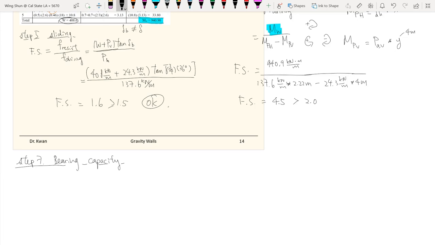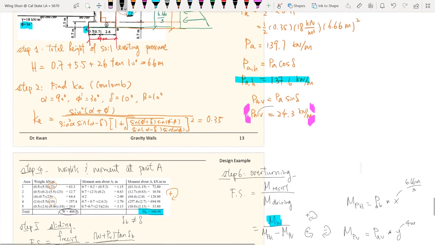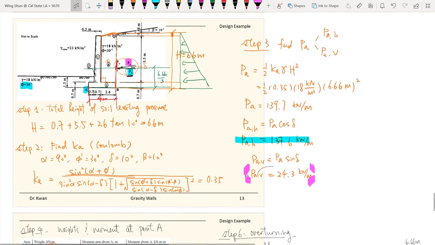So first, we need to find the resultant distance when we do our bearing capacity. So what is the resultant distance? It's again, at the base, right? There's a reaction force going toward the toe of the footing, and the dimension right there.